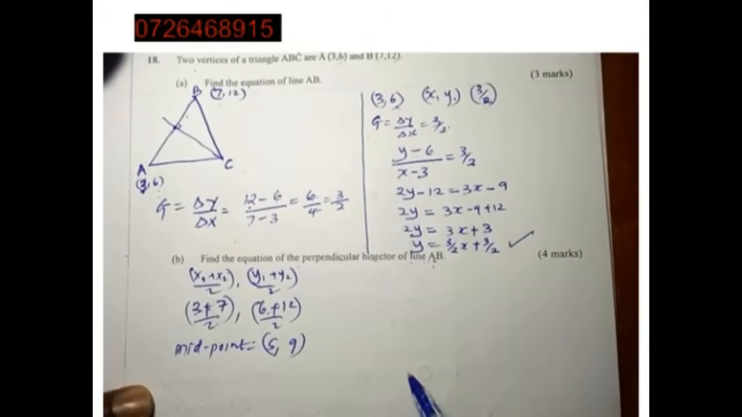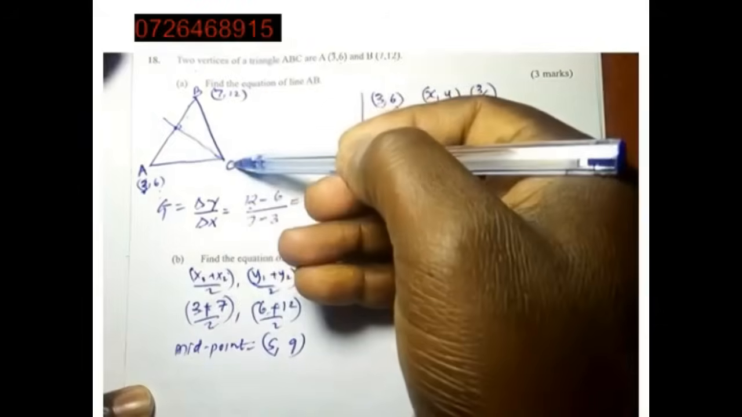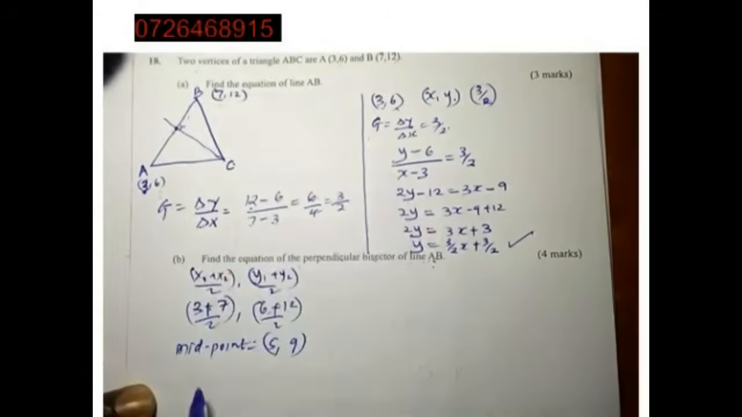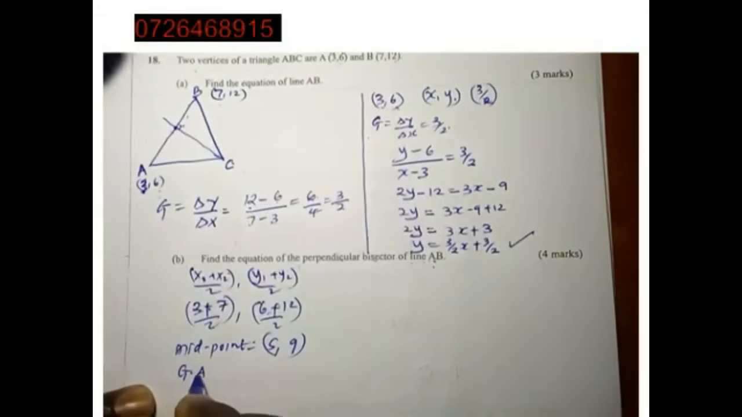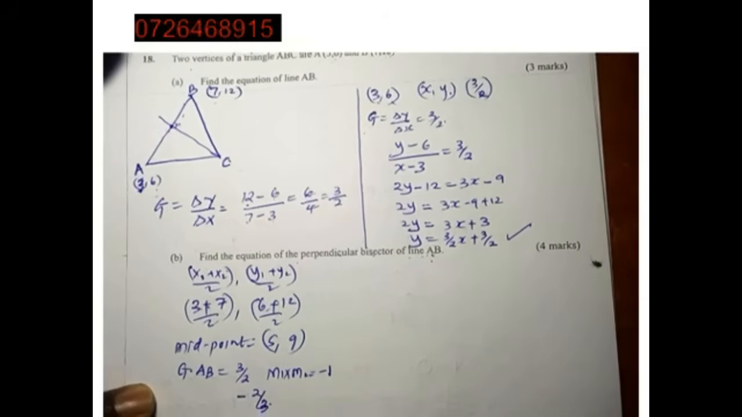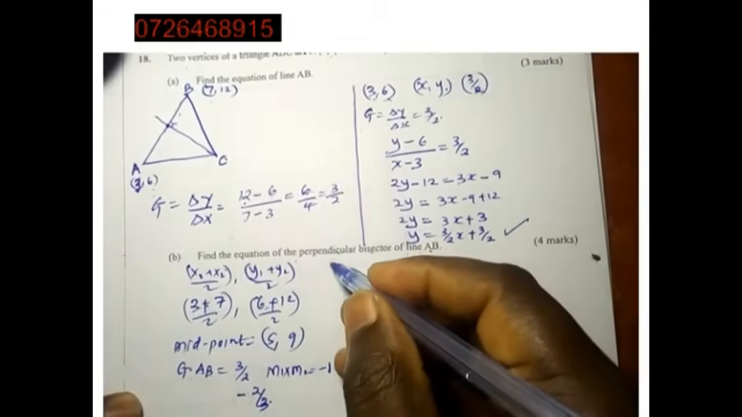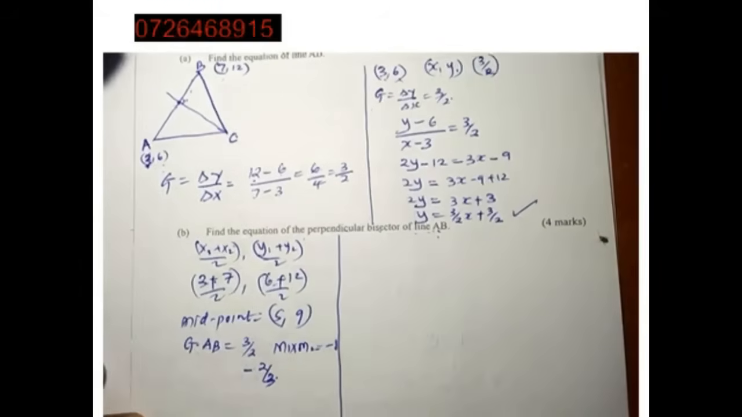Sasa the next thing ni kutafuta the gradient of this line to the midpoint. Lakini tunajua the gradient of AB is equal to 3/2. So the gradient of the perpendicular line, the relationship is m1 times m2, the answer is -1. So the gradient of the perpendicular line is going to be -2/3. The reciprocal of that, but negative. I hope unajua kutafuta hiyo gradient ingine because of time.